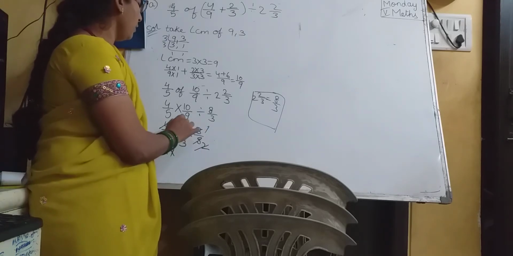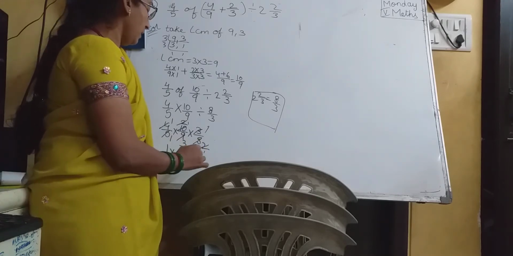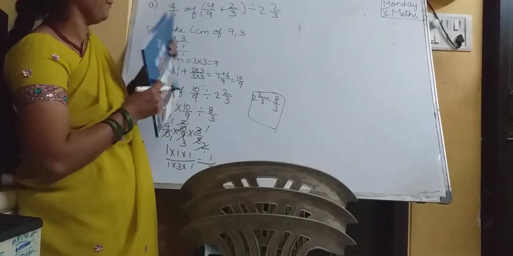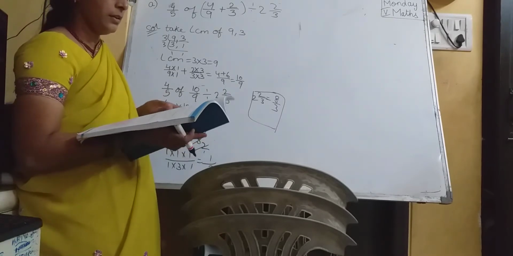1 by 1 into 3 into 1. That is equal to 1 by 3. This is the answer. Followed? You do B as homework, children. Okay?